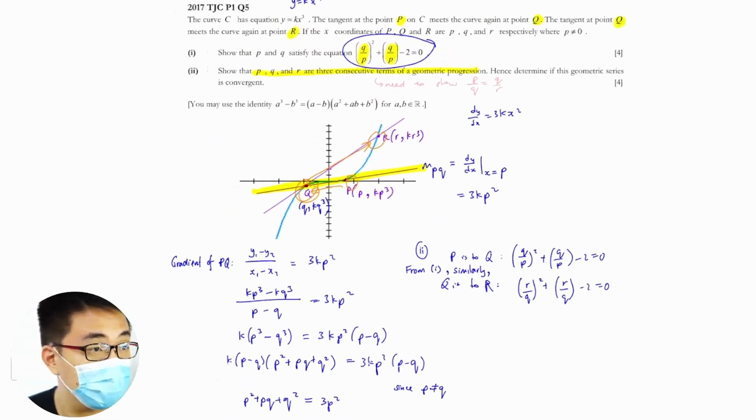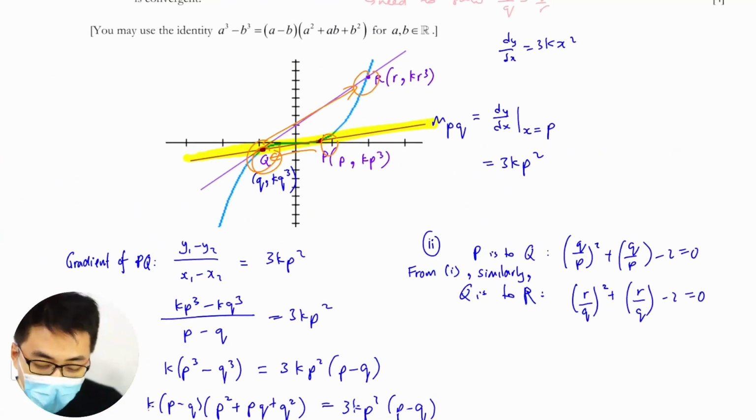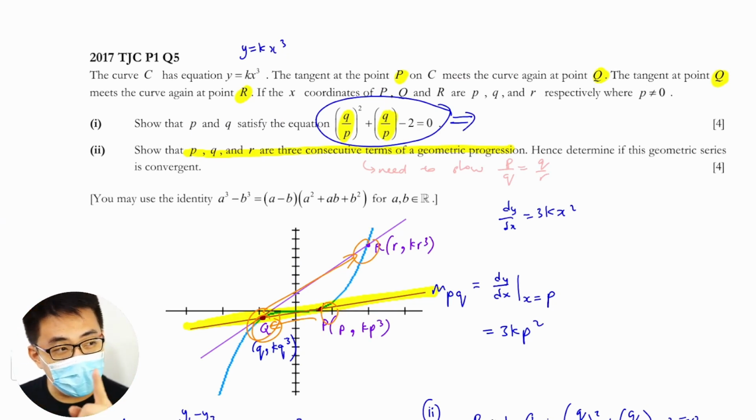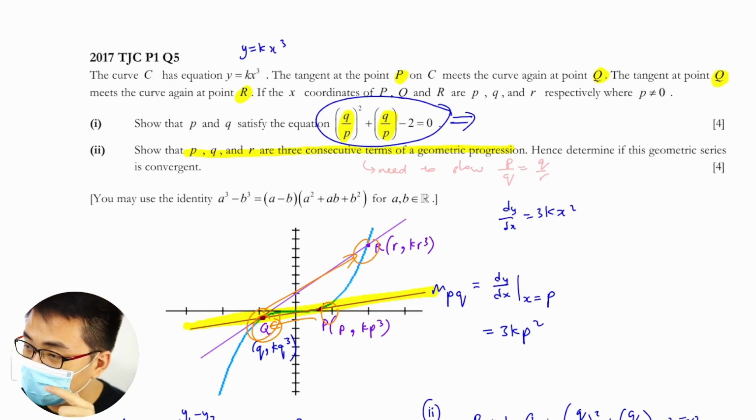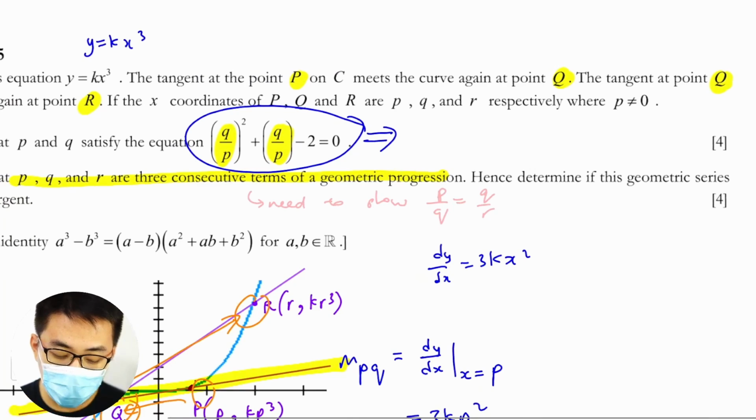Understand? Give a thumbs up. Comes the other part here. Now, why in the world do they ask us to find this form here? I've done this in class before. Why do they ask us to find this form here? Why Q over P square plus Q over P minus 2 equals 0? You should know.